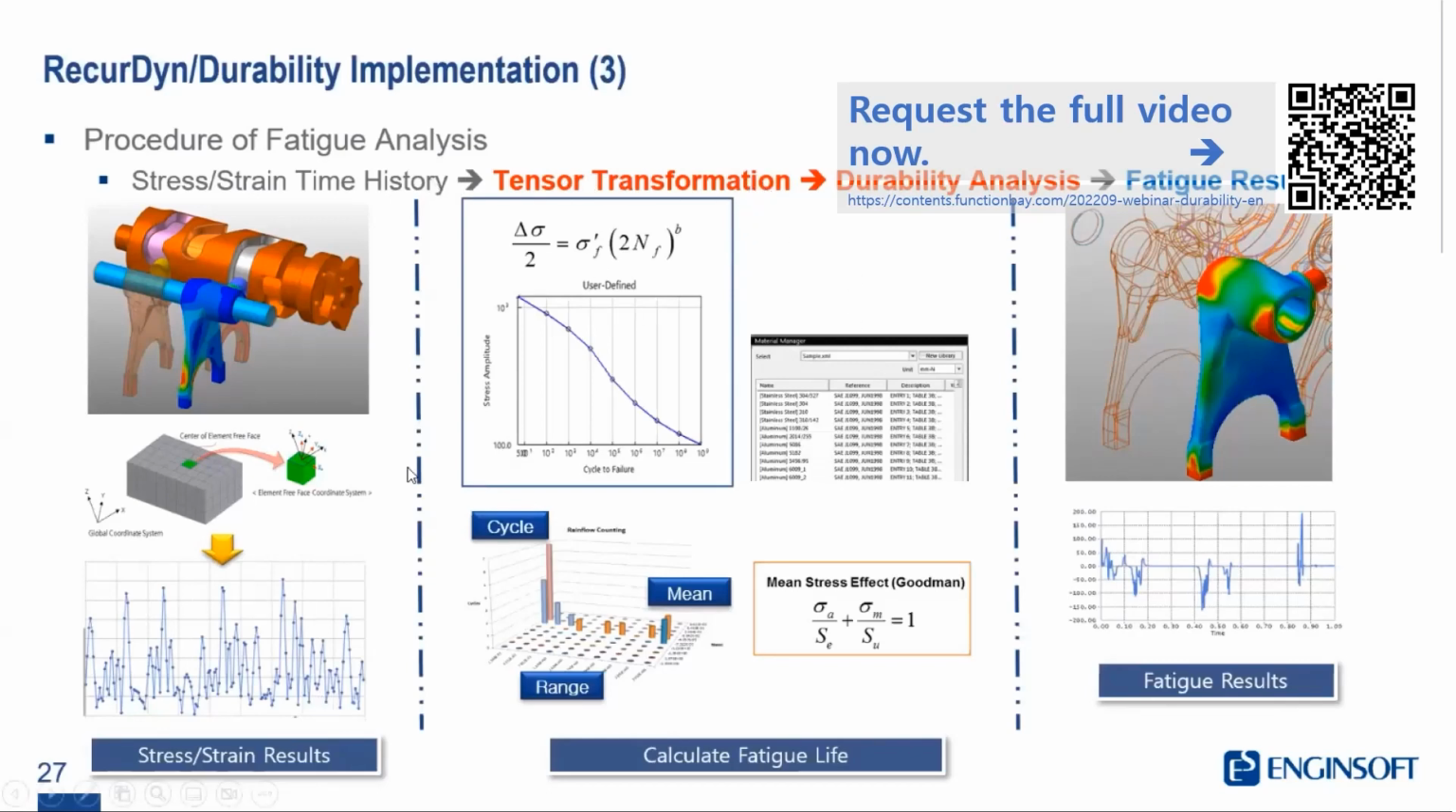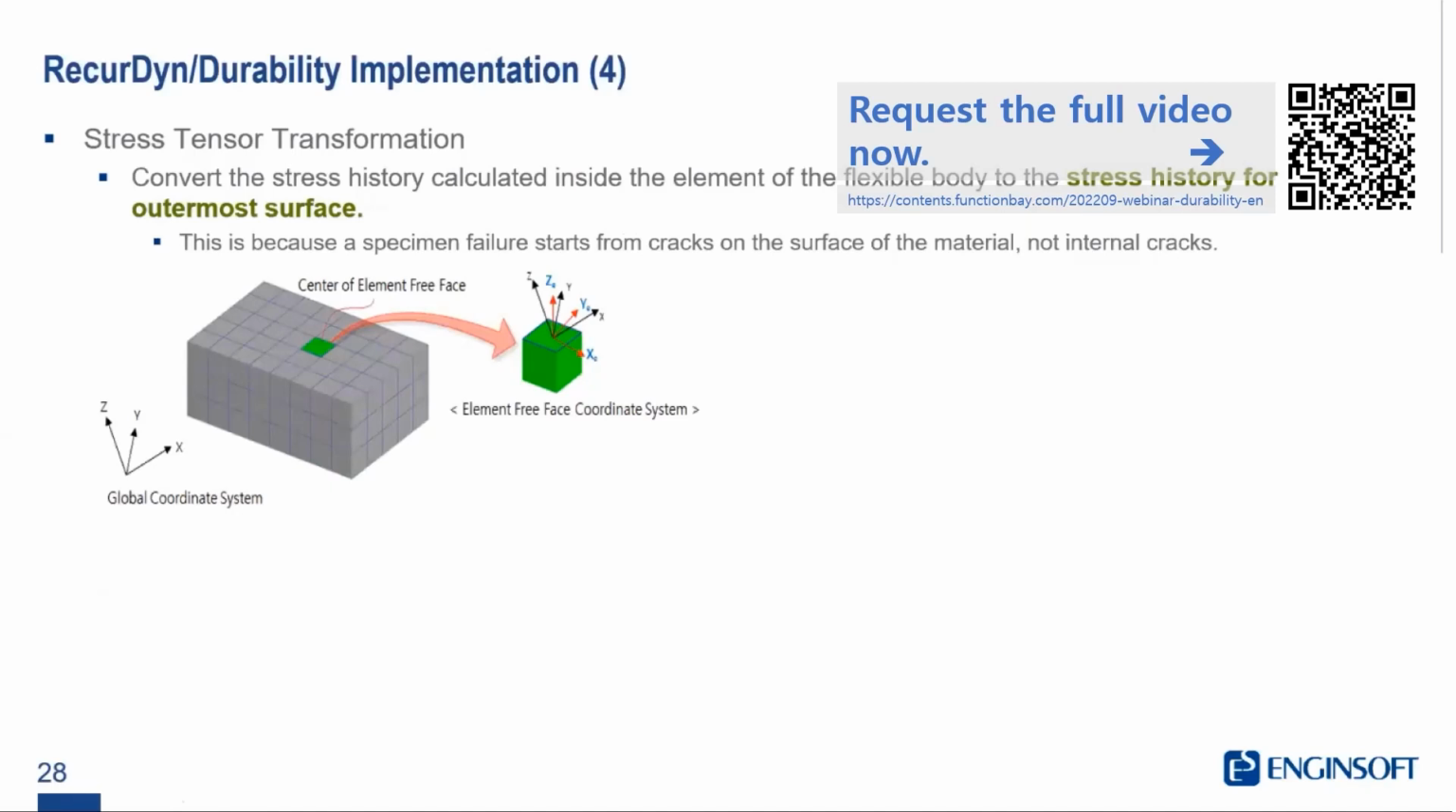When you have this time history, what has to be done is what's called a tensor transformation. To explain on the next slide, when we do this tensor transformation, we're interested in the stresses on the surface of the part. Because in reality, cracks are always going to form on the surface, not internally. So we have to convert our FE results from per element stress strain to a surface stress strain.